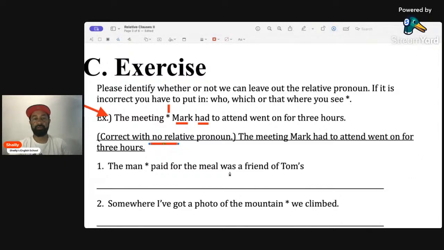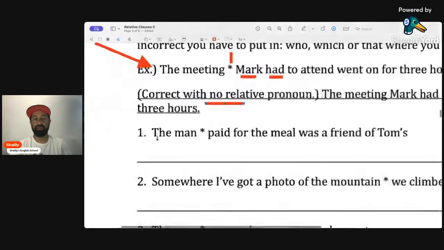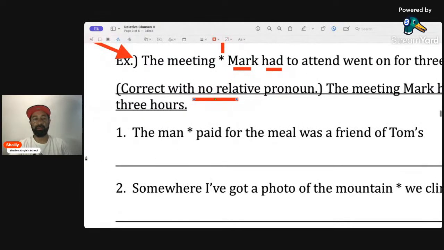Okay, so let's look here at number one. Number one, "the man paid for the meal was a friend of Tom's." A friend of Tom's. So do we need the relative pronoun here, or do I not need it? Can I leave it out? If we need it, which one will you add? All right, please take a look at it and tell me your answer in the comment section.